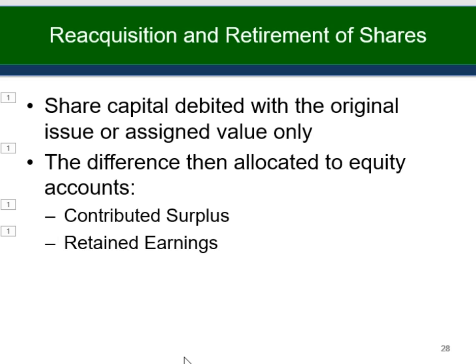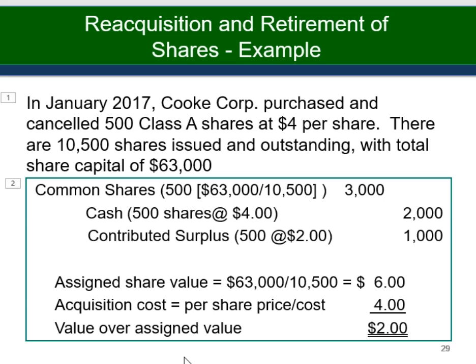Each share has exactly the same right to participate in the contributed surplus and in the retained earnings. So when you retire shares, you need to get rid of their share of contributed surplus and their share of retained earnings as well. So you need to account for both of those. So let's imagine the situation where Cook Corporation purchased and canceled 500 Class A shares at $4 each. There were 10,500 shares issued and outstanding, and total share capital is $63,000. That's the dollar amount that's associated with all of the shares that were outstanding.